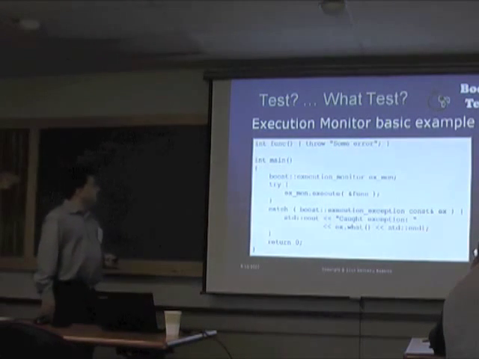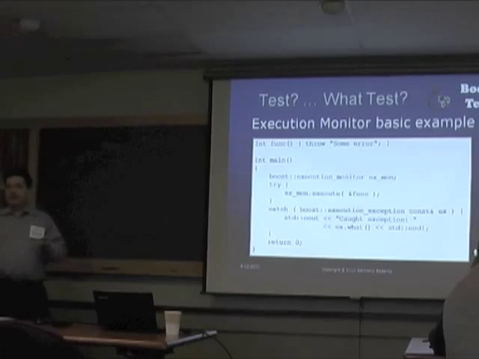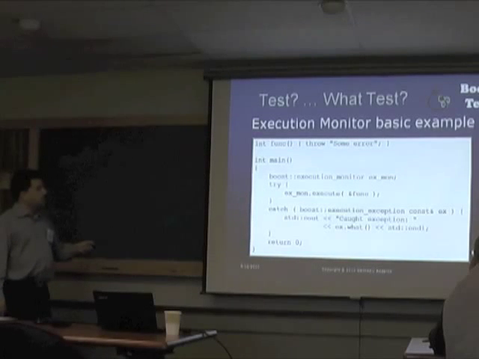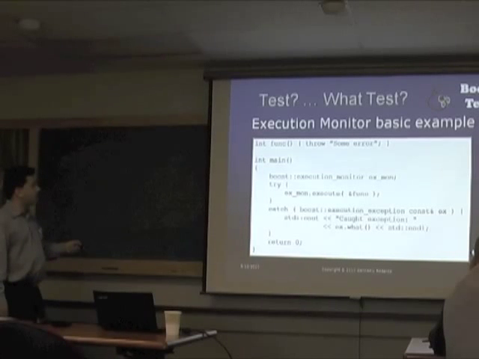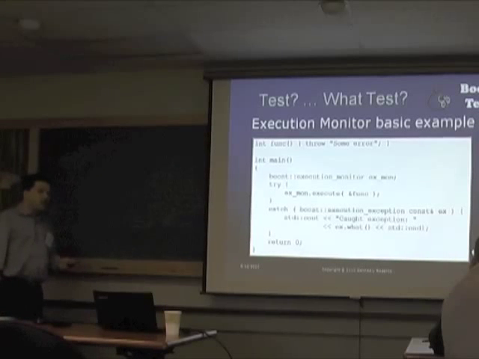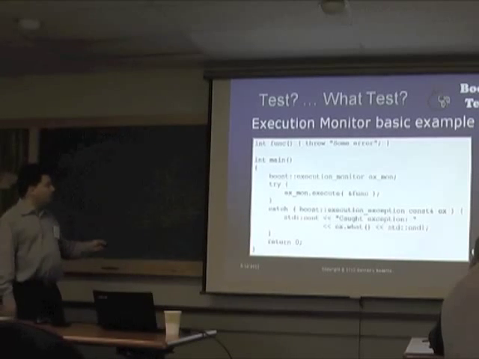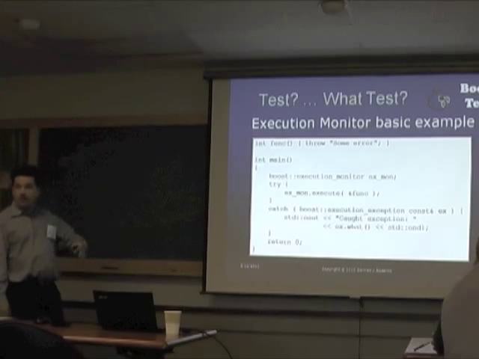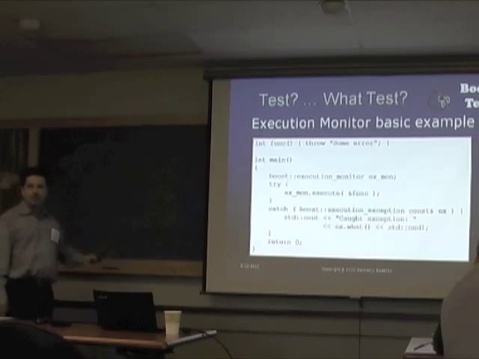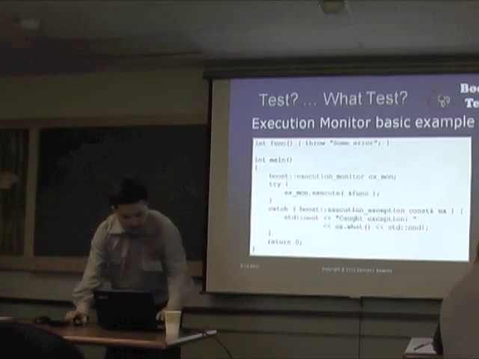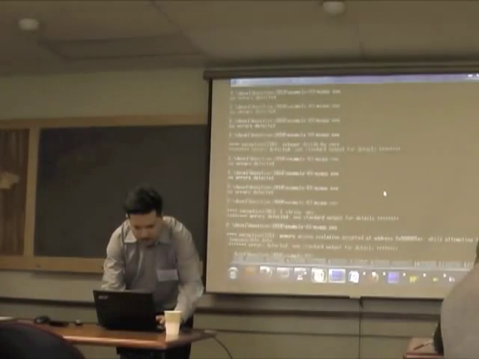So this is the most trivial example you can imagine of how execution monitor can be used. Here you instantiate it, get an instance, and say, I want to execute this function. I have no idea what it's doing. The errors are always reported through an exception, boost execution exception. And then you can just use the error code and error message. You can log, switch on the error code, do whatever you want. I can show you this right here.